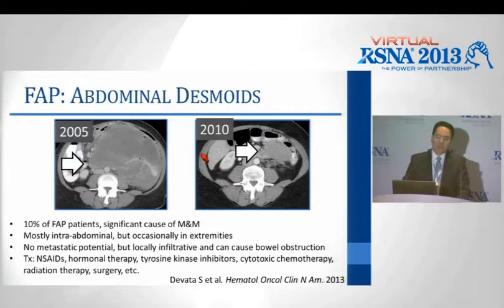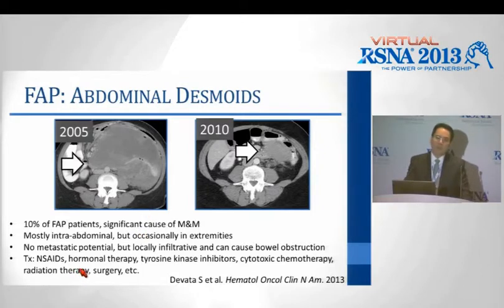So desmoid tumors can get quite large, as in this patient, but they can respond to therapy. So there's a lot of therapies being investigated right now. They occur in about 10% of patients with FAP. They can cause significant morbidity and mortality. They're mostly intra-abdominal, but can occasionally occur in extra-abdominal sites, including the extremities. While they have no metastatic potential, as you can imagine from this tumor, they can be locally infiltrative and can cause bowel obstruction when they get quite large.